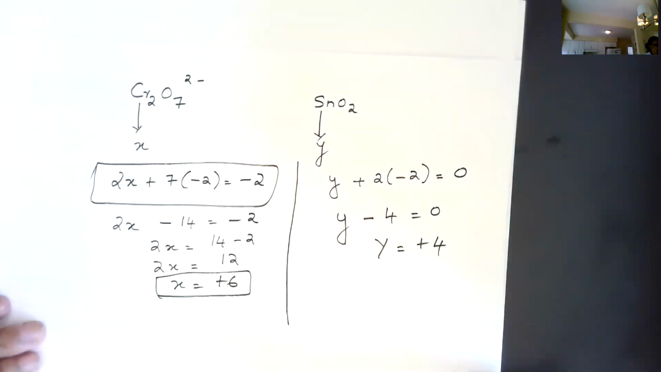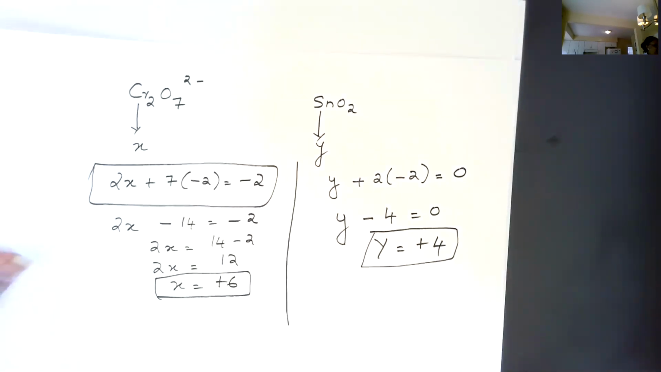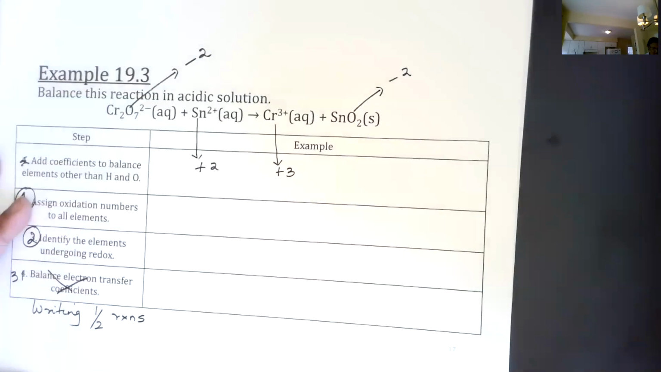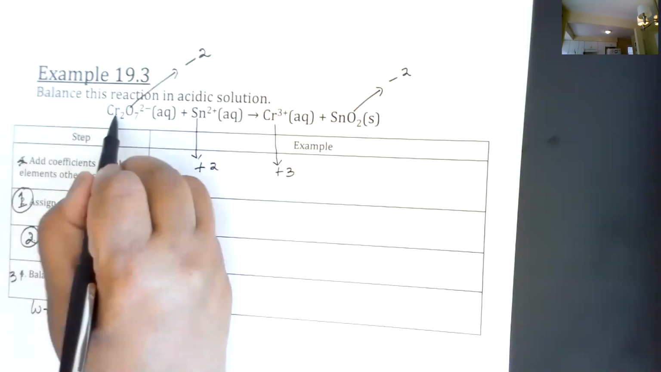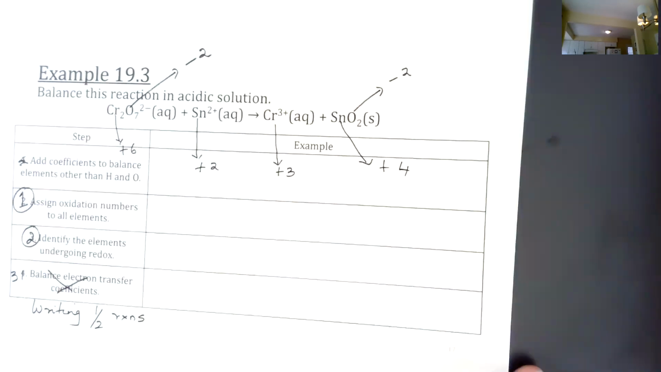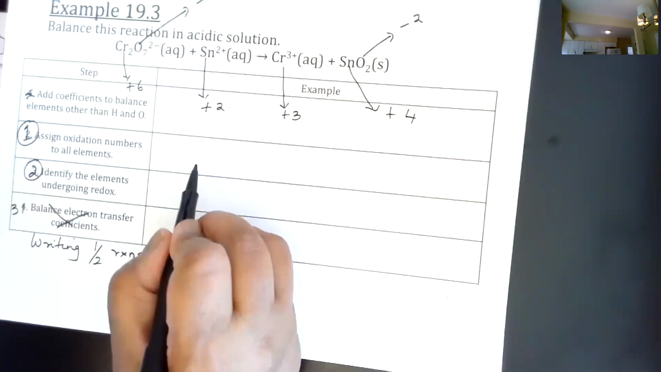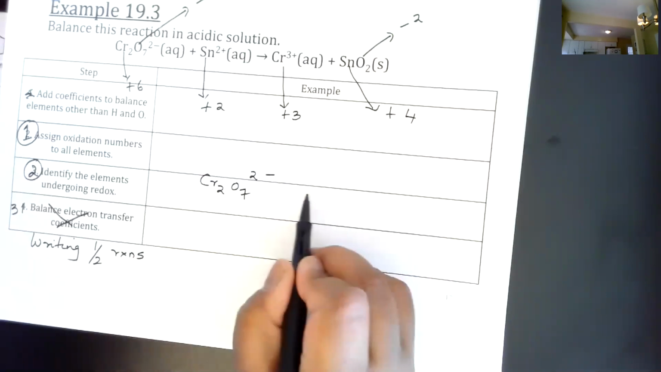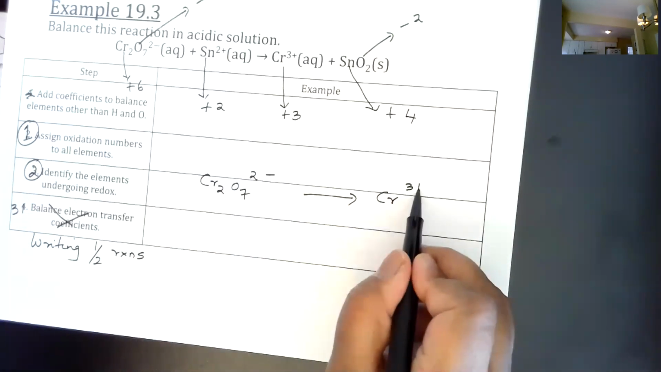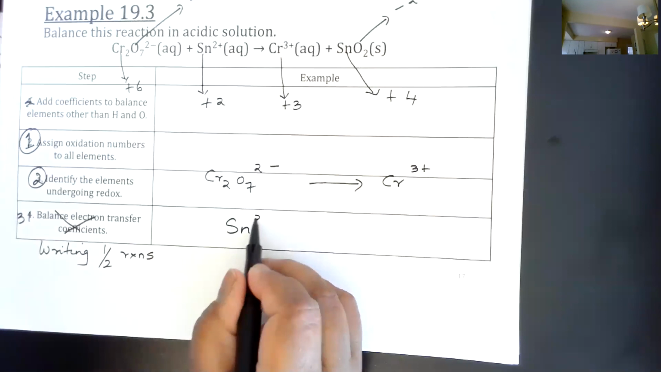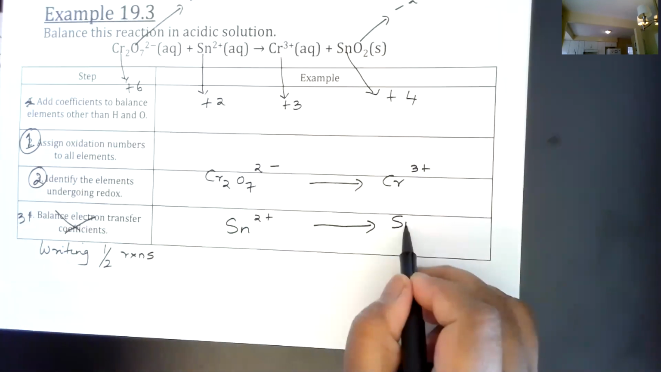Okay. Got it? Know the procedure. Your post lab will have some problems like this because you need to review this. So now go back. Chromium is +6, and this is +4. So chromium, I'm going to put all the chromiums together, like the acid and conjugate base. And then the next set, Sn2+ giving SnO2.